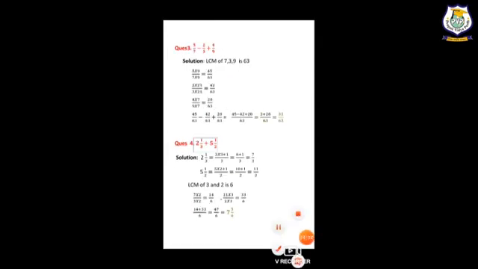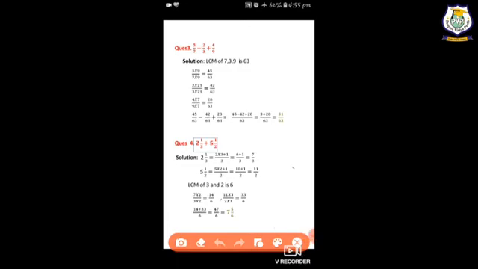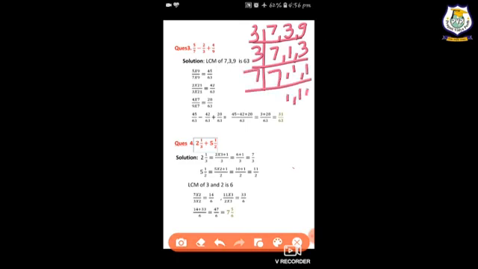Now the next example: 5 upon 7 minus 2 upon 3 plus 4 upon 9. Same thing we will have to do. We have to first make the denominators same. For that we will have to take the LCM of 7, 3 and 9. So first we divide by 3, we get 7, 1 and 3, and again it is divisible by 3, one time. Now it is 7. So 3 multiplied by 3 multiplied by 7, we get 63. It means the denominator is 63.